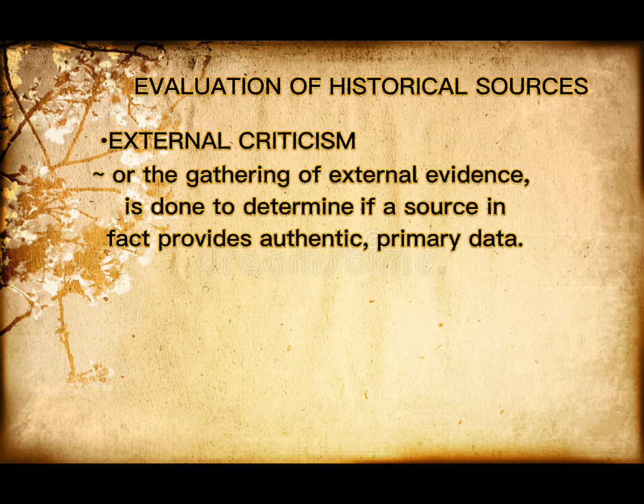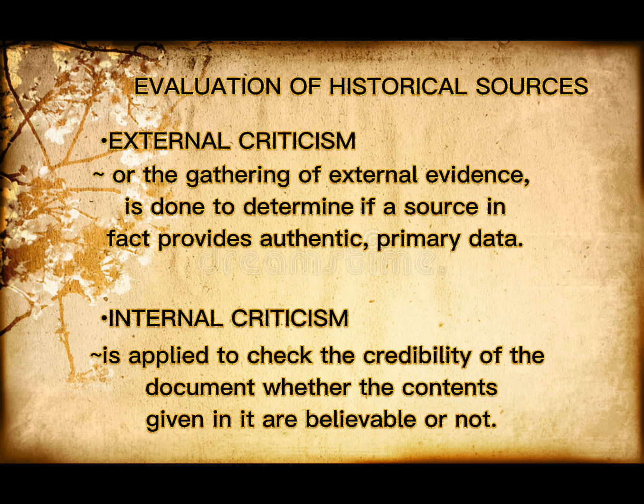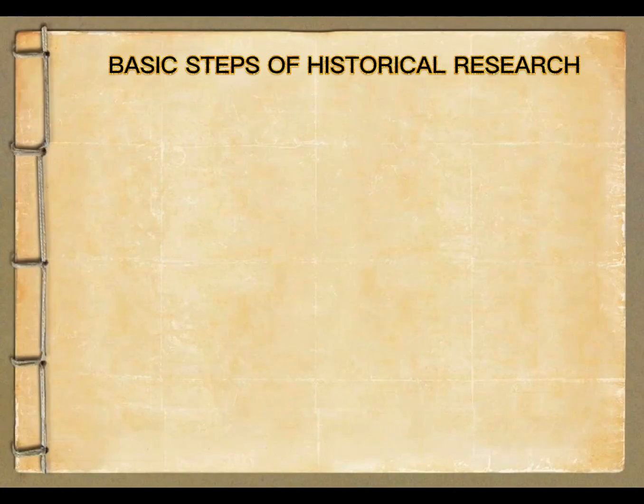Evaluation of historical sources. External criticism, or the gathering of external evidence, is done to determine if a source, in fact, provides authentic, primary data. Internal criticism is applied to check the credibility of the document, whether the contents given in it are believable or not. Basic steps of historical research.